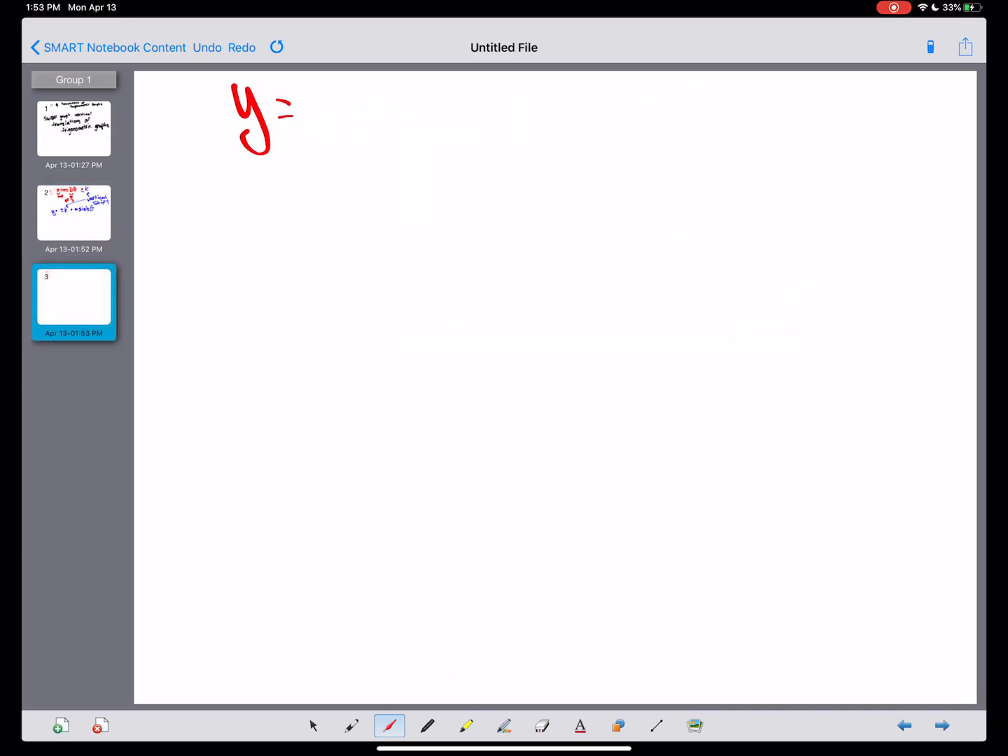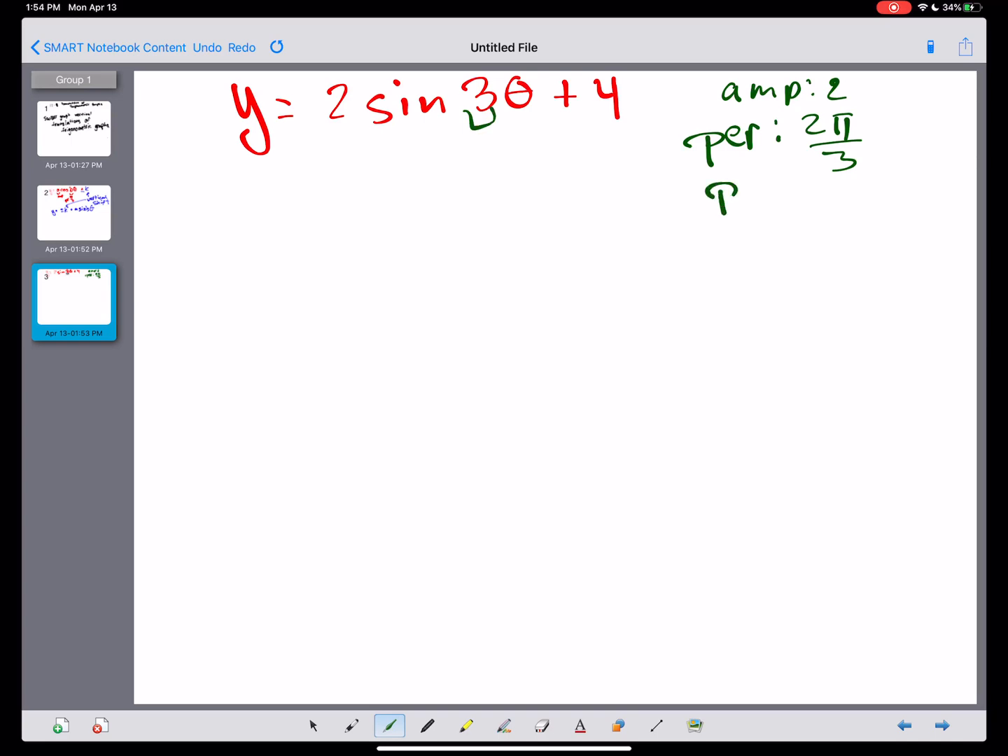So y equals, I don't know, let's do 2 sine 3 theta, plus 4. Okay, same thing as always. My amplitude is 2. My period is 2 pi over 3, right? 3 is here, 2 pi over it. My vertical shift is 4 up.